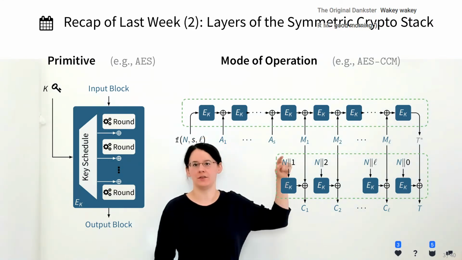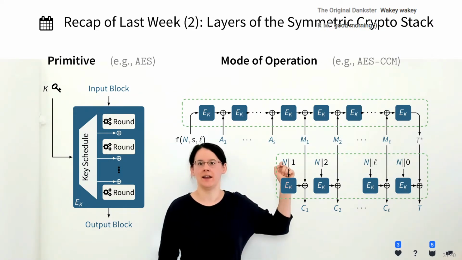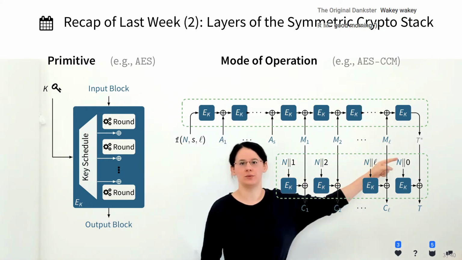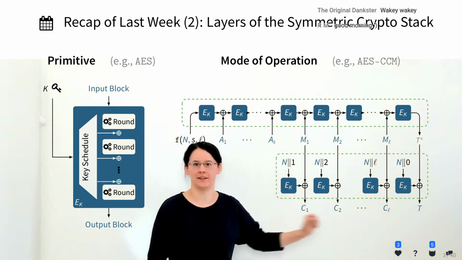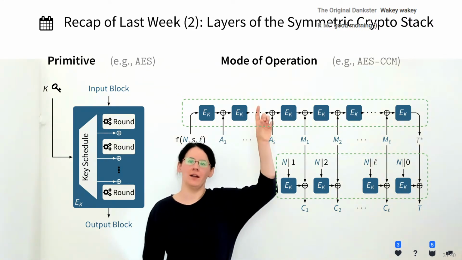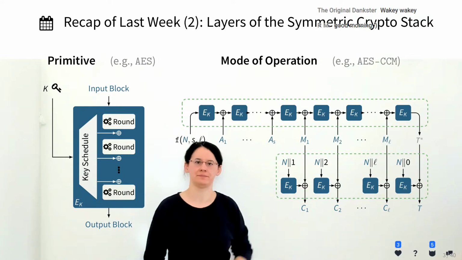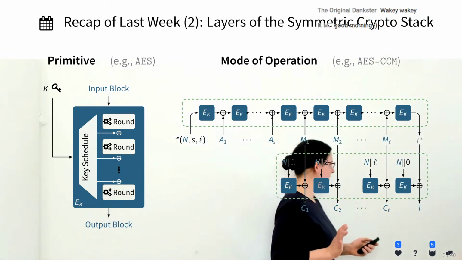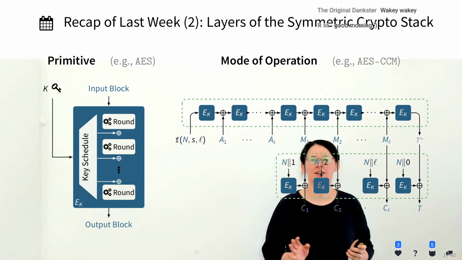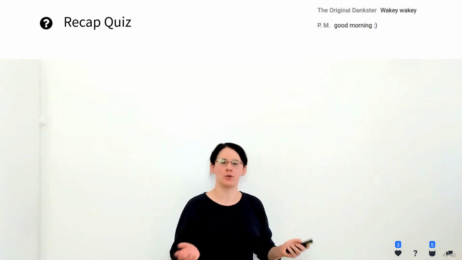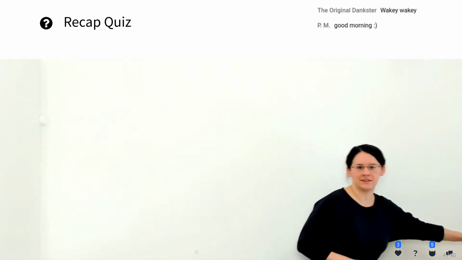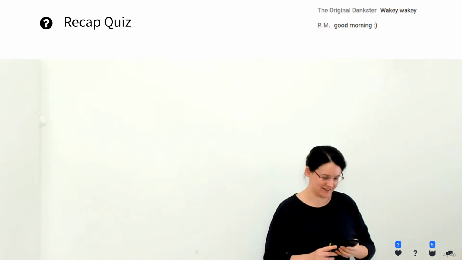You need a mode like this, which includes some additional inputs like the nonce to randomize the ciphertext. It may also take other inputs like associated data, and it translates the message into a tag and ciphertext by combining, for example, a MAC and an encryption function. So this is a very brief overview of last week, but you already guessed it. Of course, we're going to do a quiz to recall some of the details.